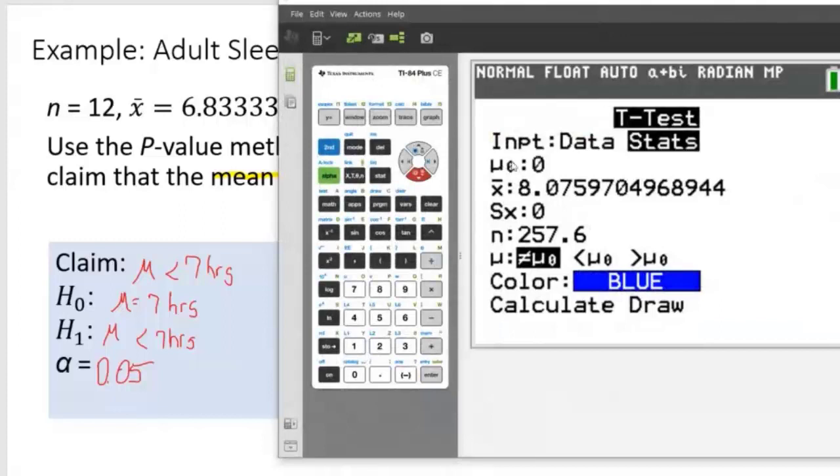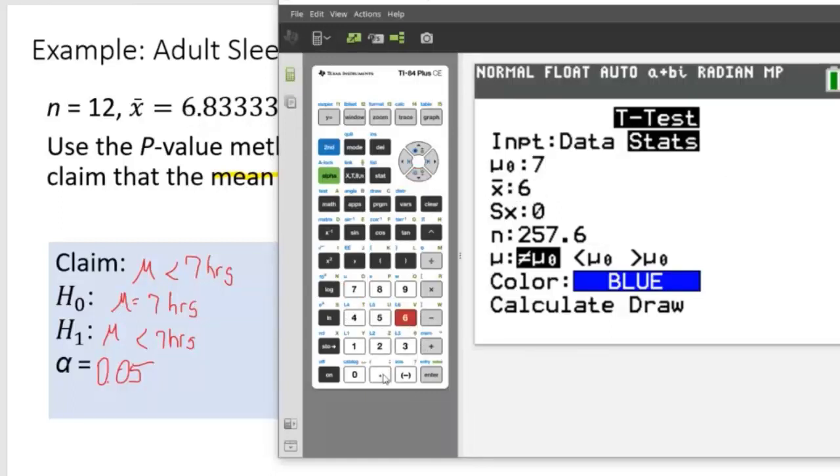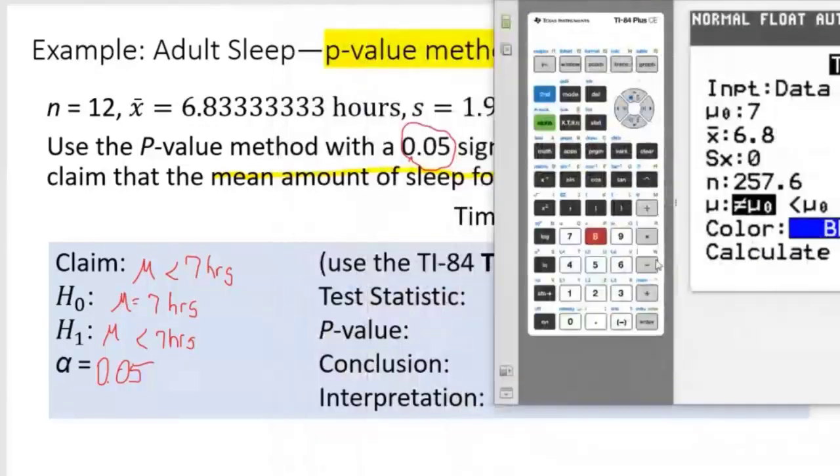What is my initial information? I've got to change all this; it's just pre-filled in from something else. My H sub 0, which goes along with what they're calling mu sub 0, is equal to 7. What is the x-bar for my problem? That is this 6.8. It's not going to make too much difference how many decimals you put, but you wouldn't want to round it too early. So I'm going to put 8 and then several 3s after it.